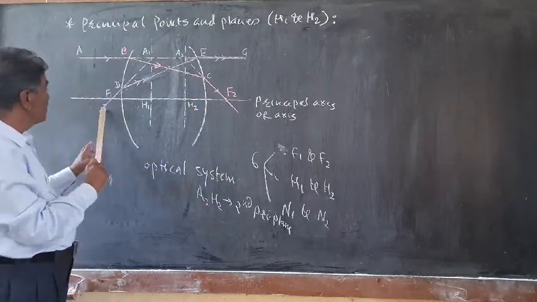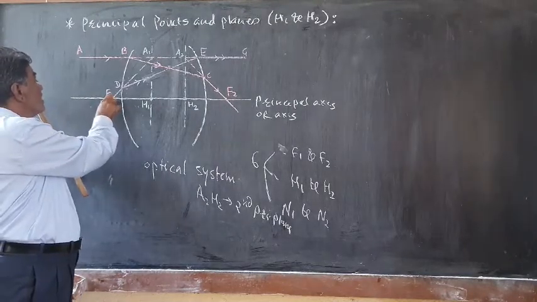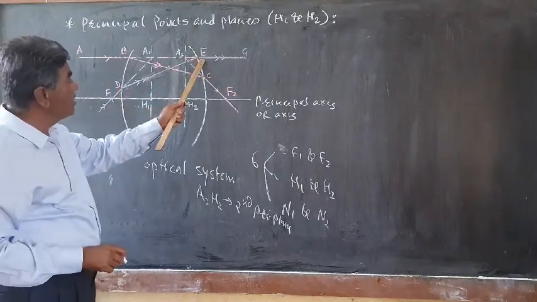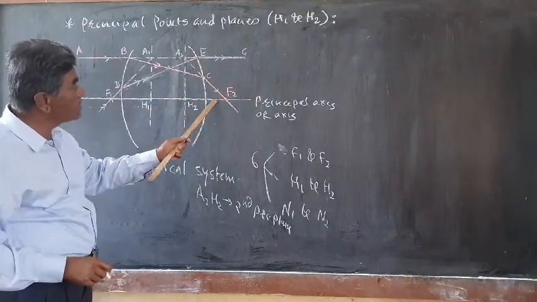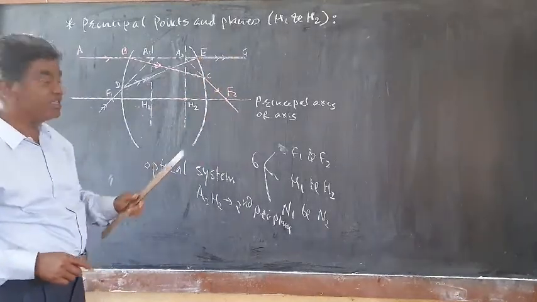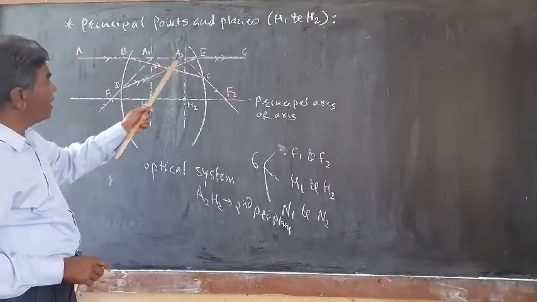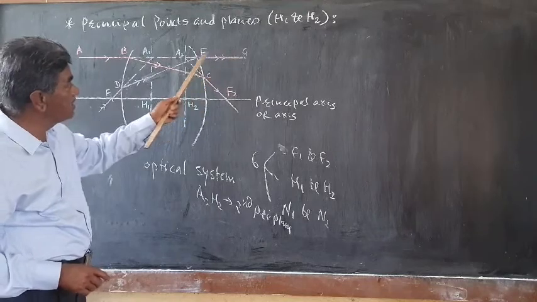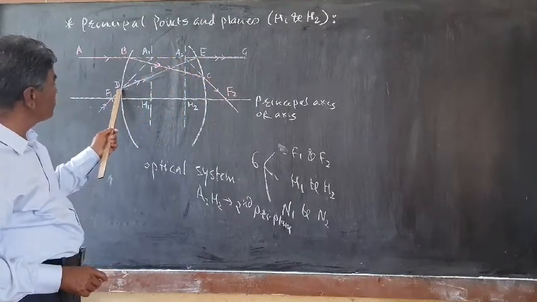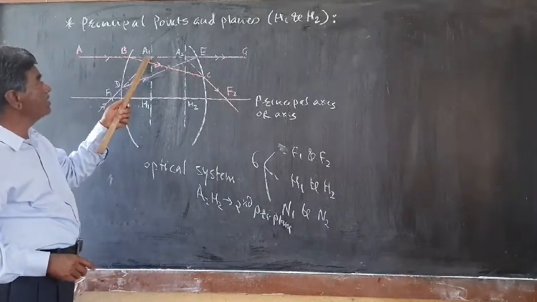Now consider the ray of light passing through the first focal point, F1. According to the definition of F1, after refraction it proceeds parallel to the axis. So EG is the emergent ray, and its incident ray is F1D. When this emergent ray EG is produced back and its incident ray F1D is produced forward, they meet at A1.